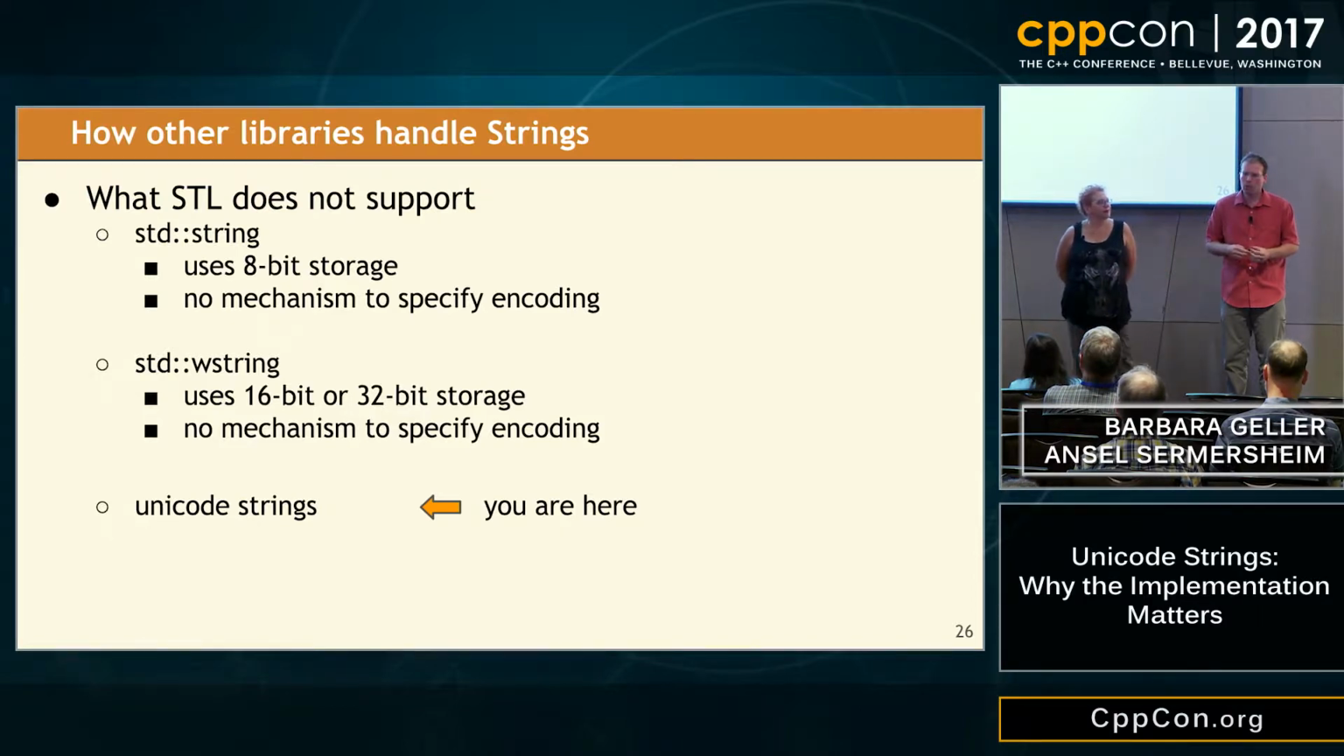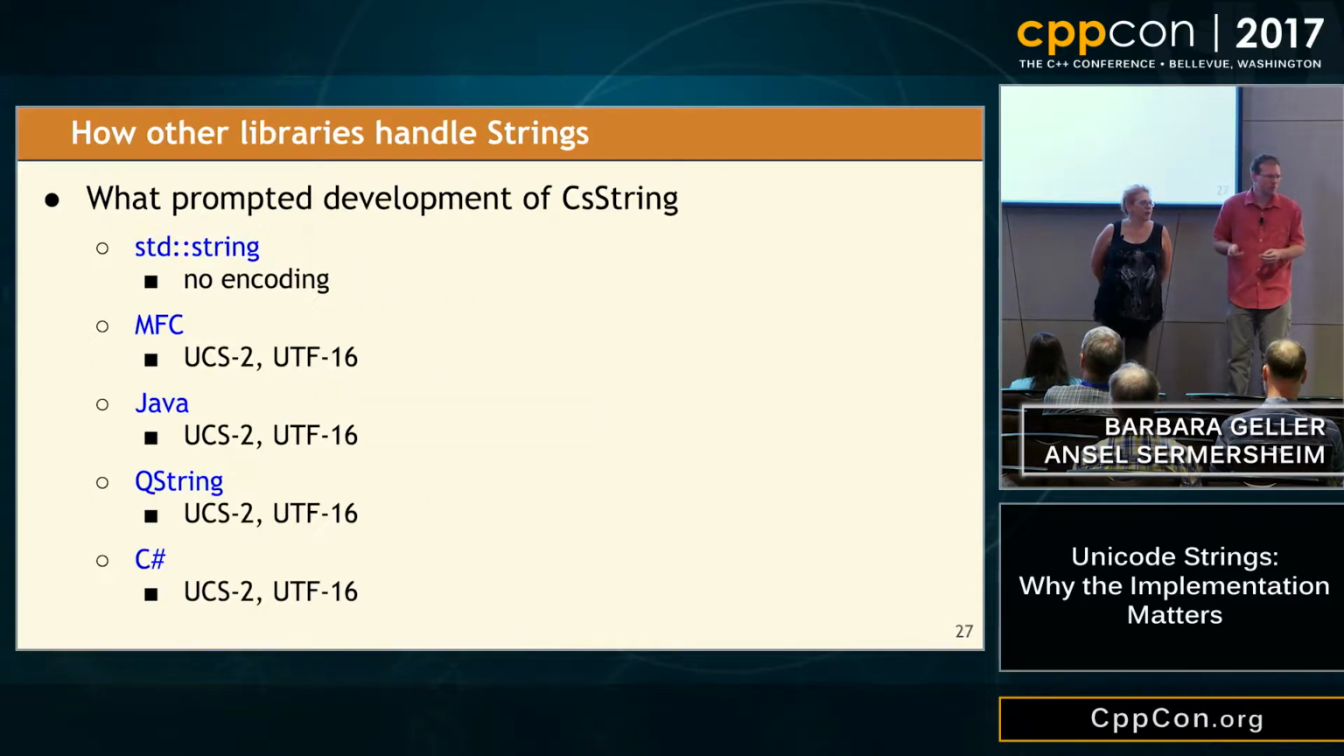There's std wstring, which might be 16 bits, or it might be 32 bits, depending upon your platform. There's some interesting behavior there that's implementation defined, and it really doesn't help you that much because it still doesn't give you a way to specify the encoding. We need Unicode strings, not std string. So we looked at other libraries. Well, as I said, std string has no encoding.